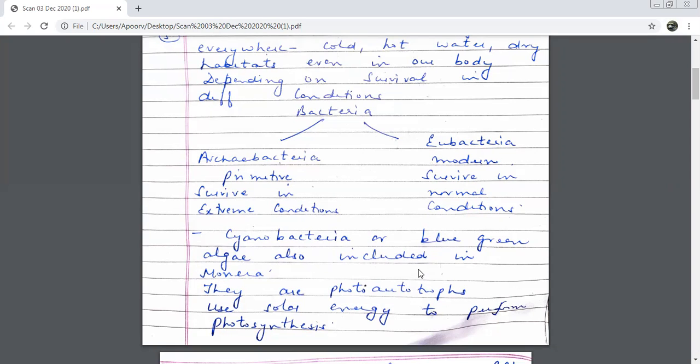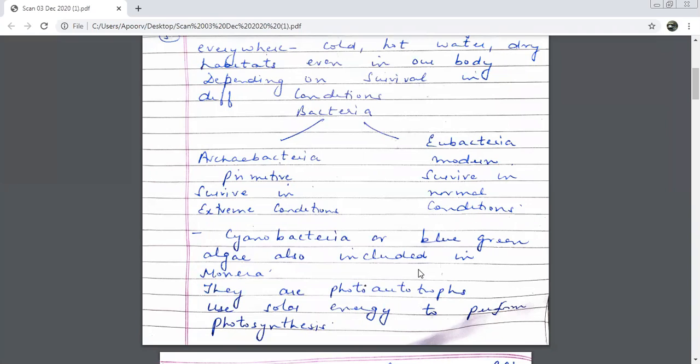It's very simple. Just guess a little, you'll easily get the answer. You know about colored pigments? Xanthophylls, carotenoids, you've done about colored pigments.